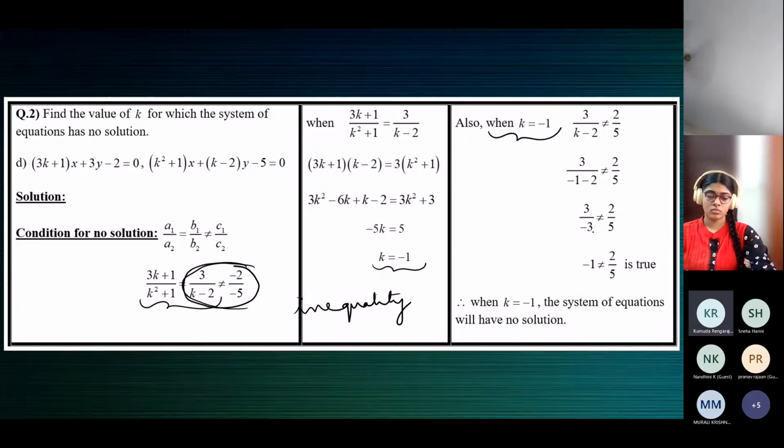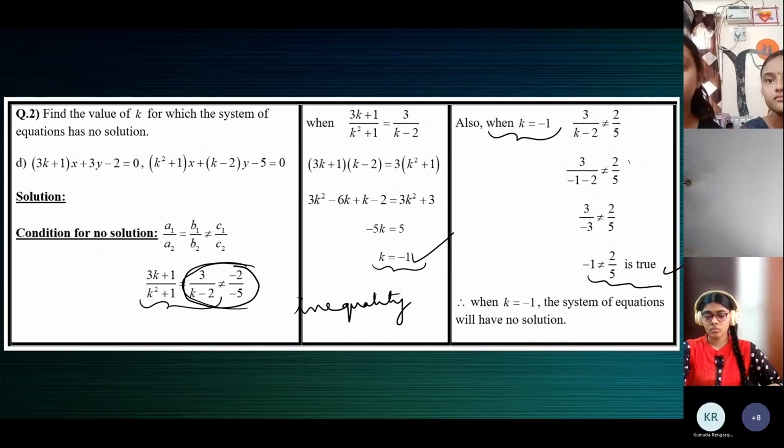What do you get when you substitute? You should just substitute. These are made up of only numbers, not cross multiplying and all that. So when you substitute, you get -1 not equal to 2/5. That's true. That means you can go ahead with this value of k. When k is -1, the system of equations will have no solution.